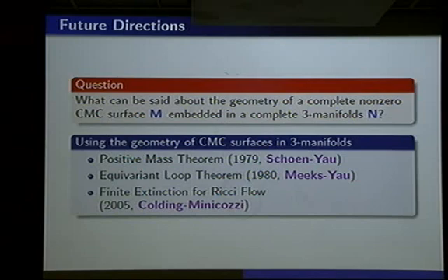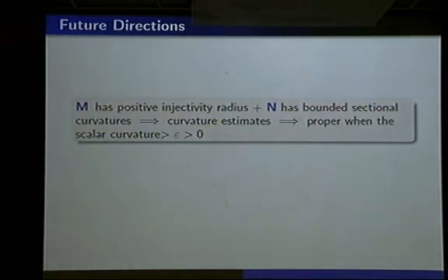So what can be proved? You can prove that if M has positive injectivity radius and N has bounded sectional curvatures, then one has a curvature estimate. The curvature estimate is a local result. If you have bounded sectional curvature, loosely speaking, when you rescale, everything becomes Euclidean. So it's not too hard to expect that curvature estimates hold.